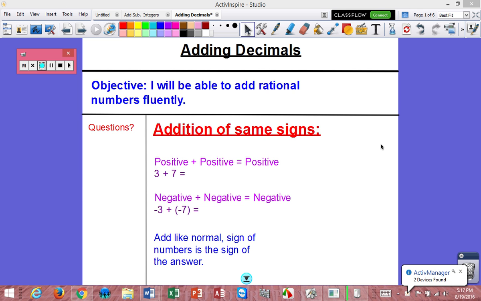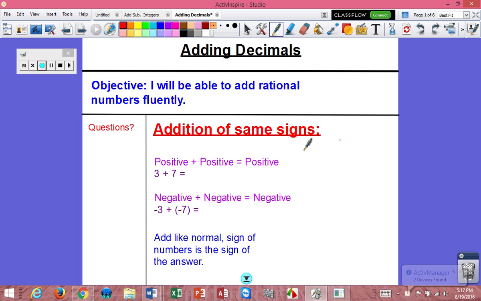Hey everyone! Alright, today's video is going to be over how to add positive and negative decimals. Make sure you're writing down anything that I am writing down on the screen. Your objective: I will be able to add rational numbers fluently.